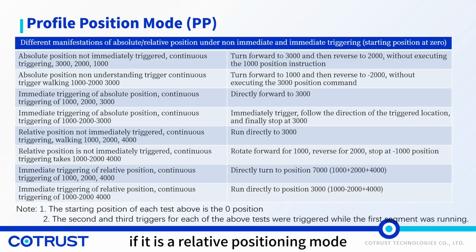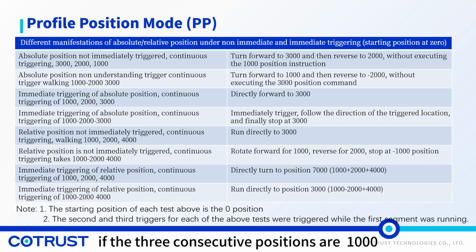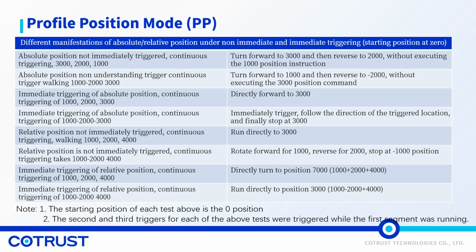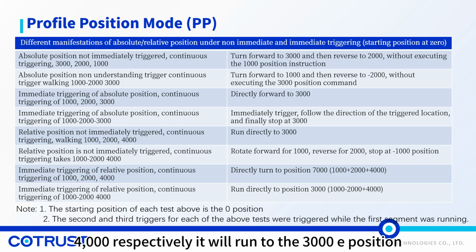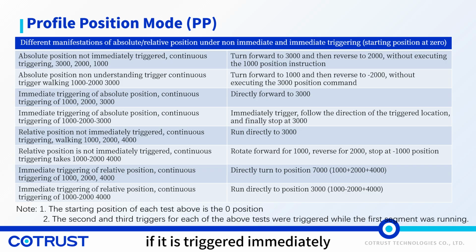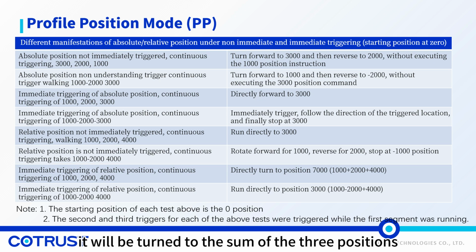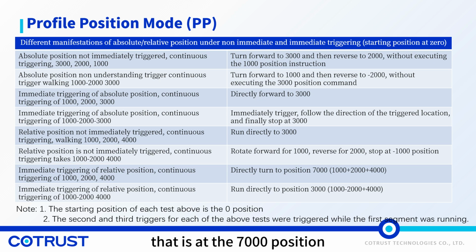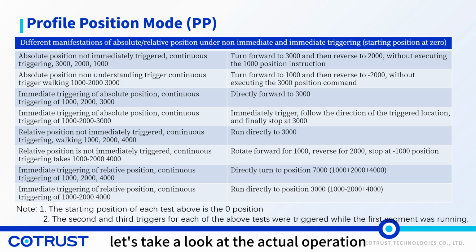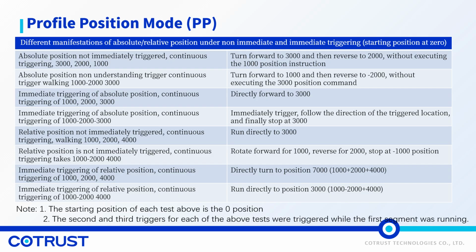If it is a relative positioning mode, in the non-immediate trigger mode, if the three consecutive positions are 1000, 2000, 4000 respectively, it will run to the 3000 position. If it is triggered immediately, it will run to the sum of the three positions, that is, the 7000 position. Let's take a look at the actual operation in the software.